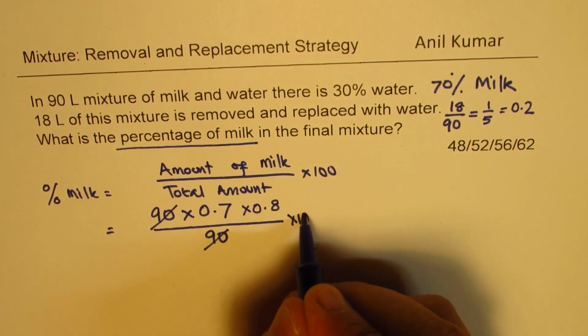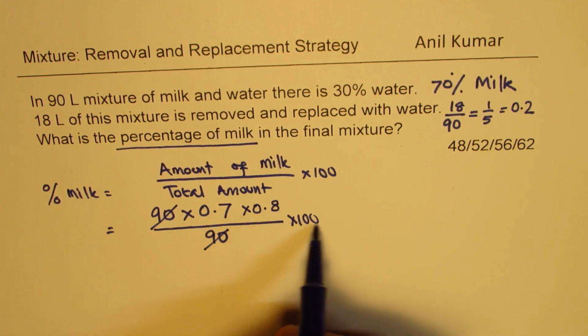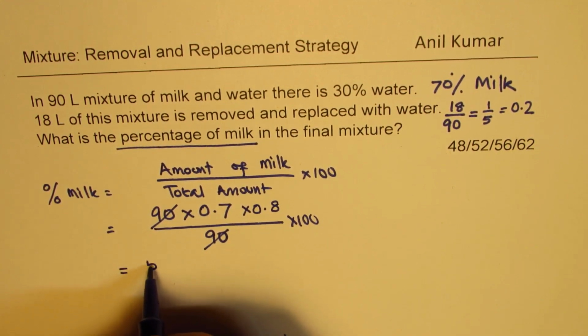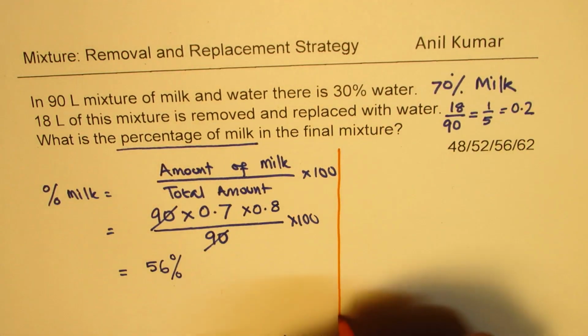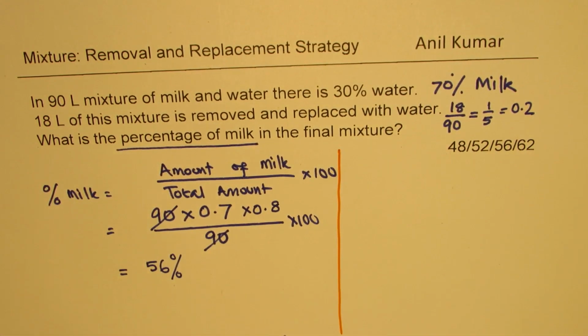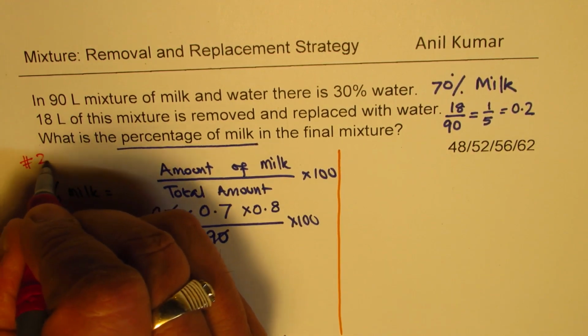We have to multiply by 100 to get the percent. 7 times 8 is 56. These two decimals are taken care of by 100. So we get 56% as our answer. So these are the steps involved to solve the given question. This is what should be your method of preference, right? Which we called method number 2.